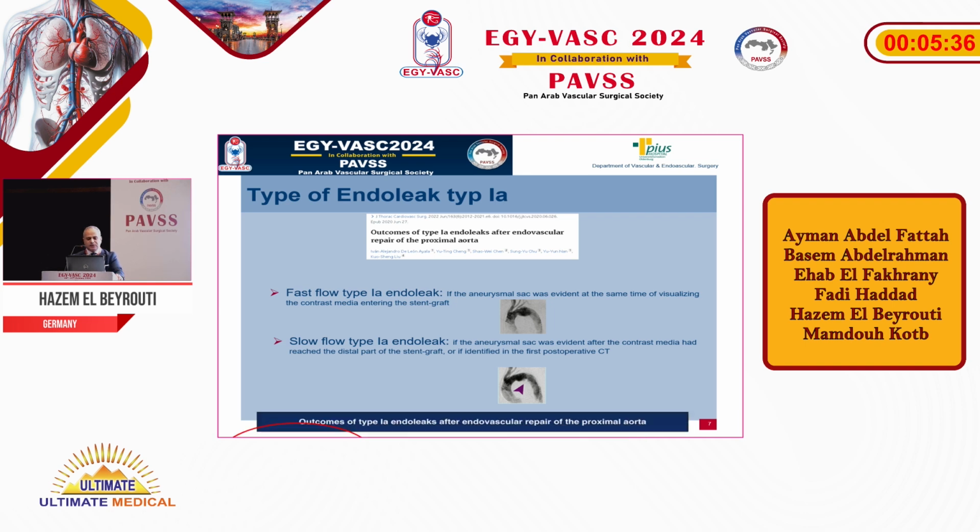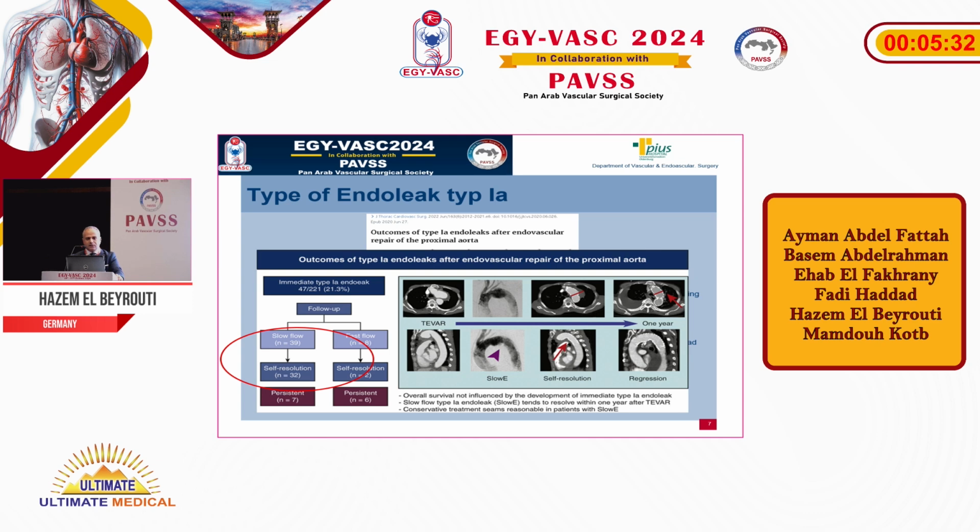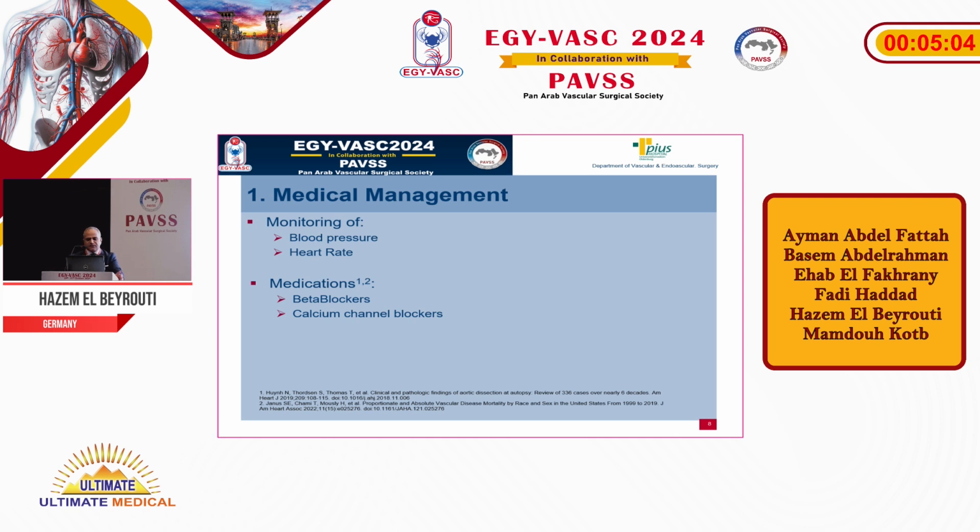Why? Because, as you can see here, the slow flow endoleak type 1A seems to have an increased chance of self-resolution. 70% of patients with slow flow endoleak type 1A resolve spontaneously in the first year after detection. That's why conservative treatment seems reasonable for such patients. Conservative treatment involves monitoring of the patient's blood pressure and heart rate, and giving medications such as beta blockers and calcium channel blockers, which may be effective by reducing blood pressure and risk of rupture.